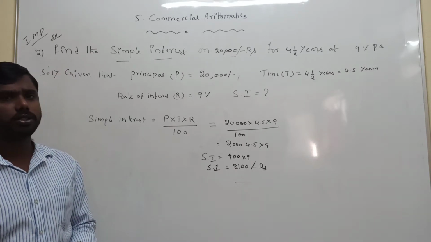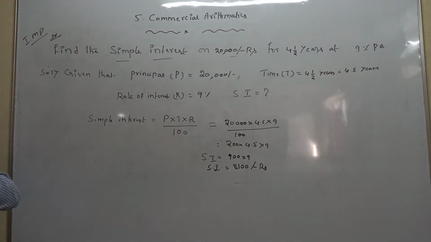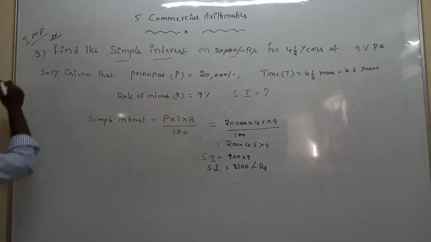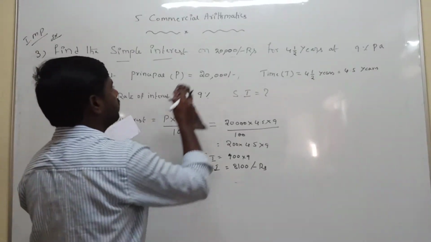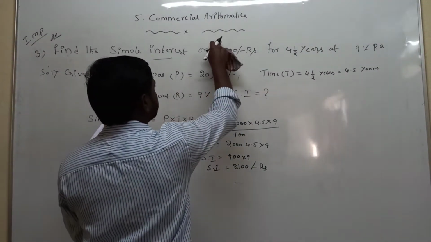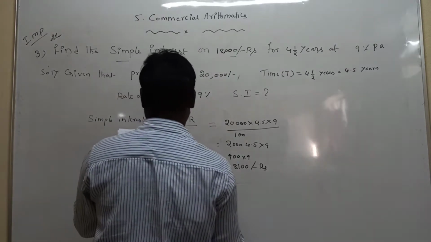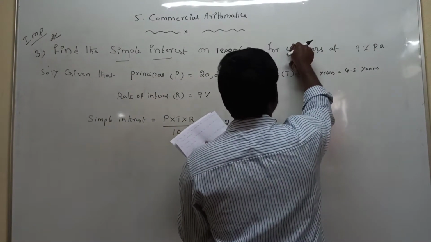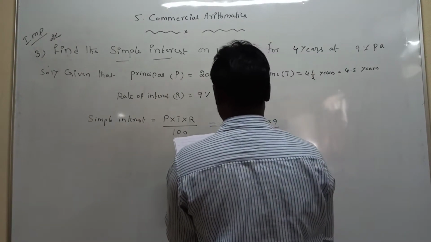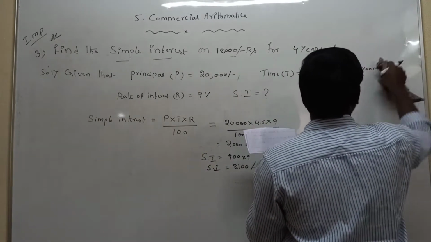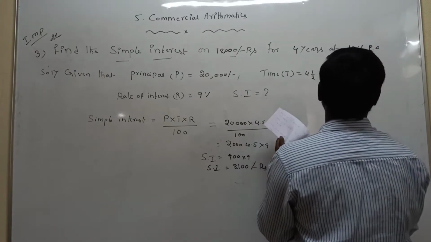So everyone understood? It is clear? Next we are going to the third problem. Very easy. Every value is given only to calculate simple interest. First, what are they asking? First read the question carefully. 18,000 for 4 years at 12% per annum.